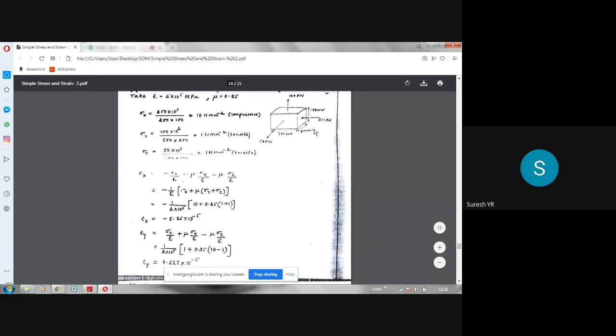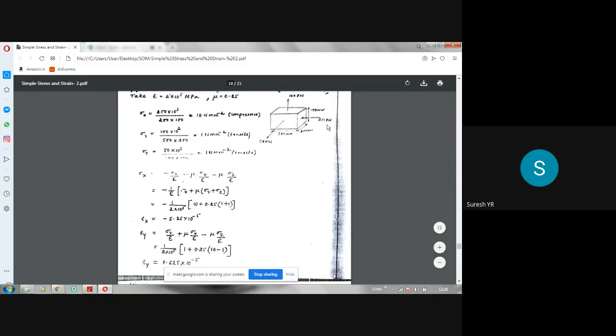Now, first I will take one by one. In the first, this is sigma x. So sigma x is compressive here. So I told compressive should be taken as negative. So what happens here? Minus sigma x by E. So minus stress divided by Young's modulus. So minus sigma x by E is the strain in x direction due to sigma x.